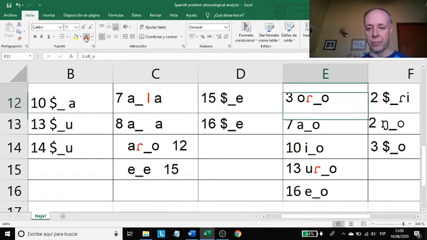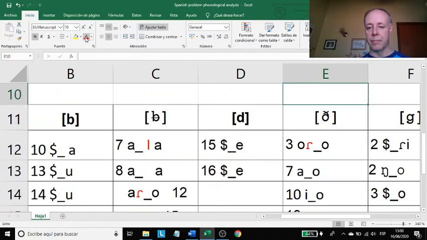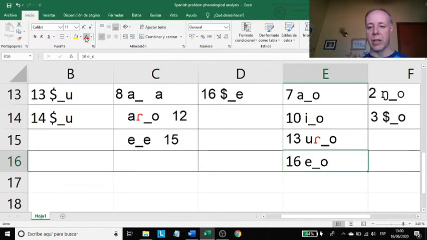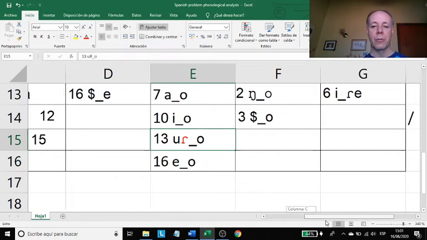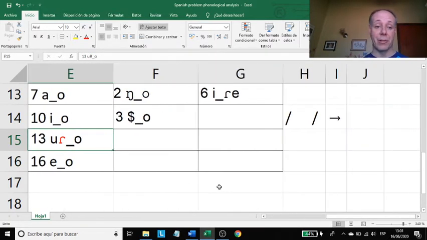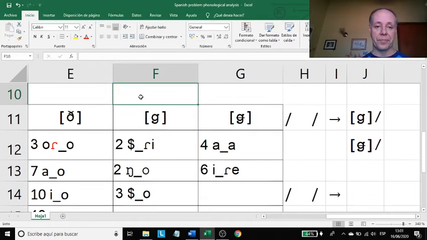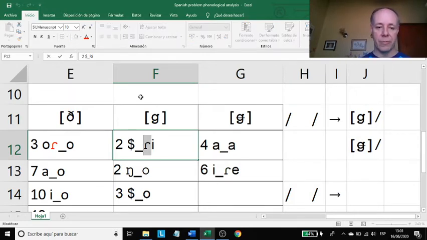Between vowels too. 3, 7, 10, 13, 16. What can I do? It's breaking my rule. Should I erase those words? No, I cannot erase those words. This one. The G. Syllable initial before a vowel. No, it's not really a vowel. It's a flap.